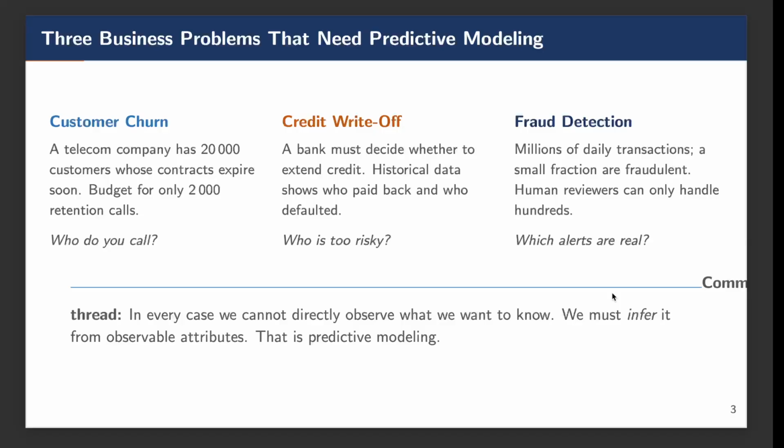So the common thread here is that we cannot directly observe the future outcome. For example, we don't really know with certainty whether the customer will leave, or whether this transaction is fraudulent. So we must infer it from the data that we have. In other words, we must infer it from the observable attributes. That would be the essence of predictive modeling.